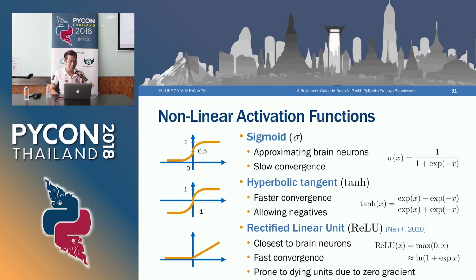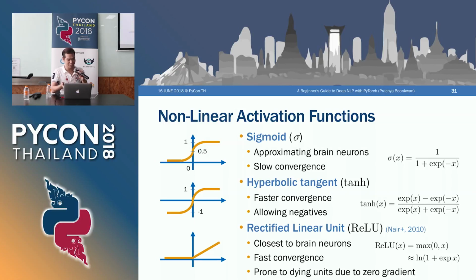There are a lot more nonlinear activation functions, like sigmoid or hyperbolic tangent. I stressed that syllable for a purpose. Sorry. Okay, and hyperbolic tangent, which is faster. That's my favorite choice all the time.